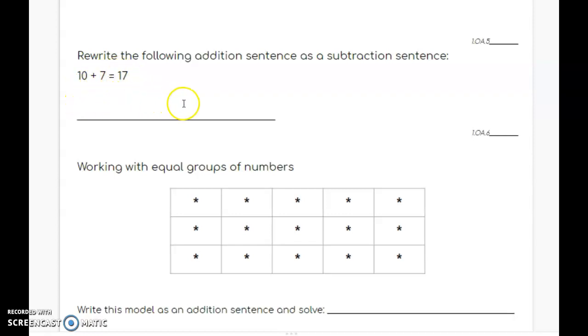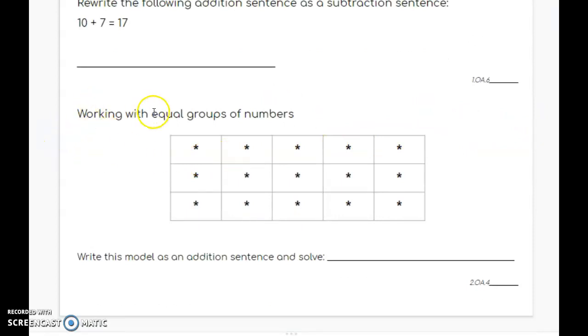When you're done writing your subtraction sentence, go back and do the math to make sure that it makes sense and that your subtraction sentence matches what your addition sentence would be. So 10 plus 7 equals 17. Rework those numbers and make it say in a subtraction sentence using 10, 7, and 17. This line over here is for the teacher.